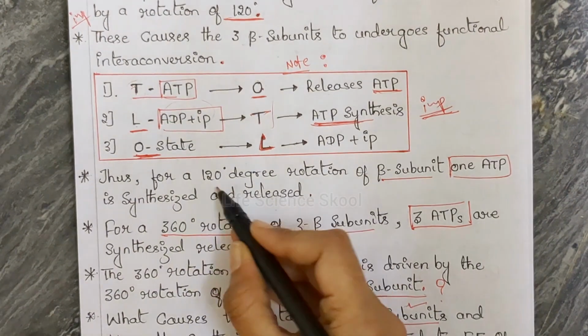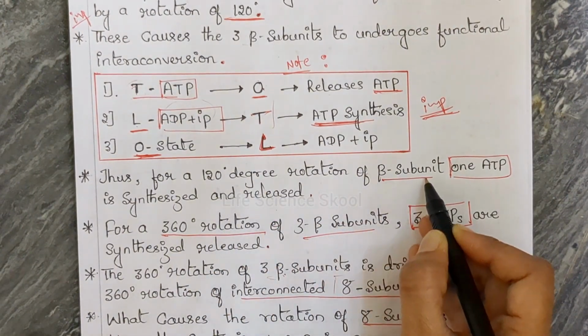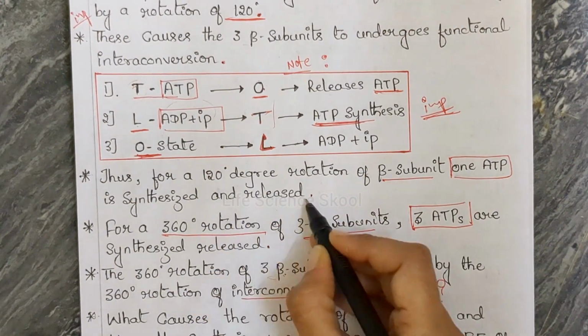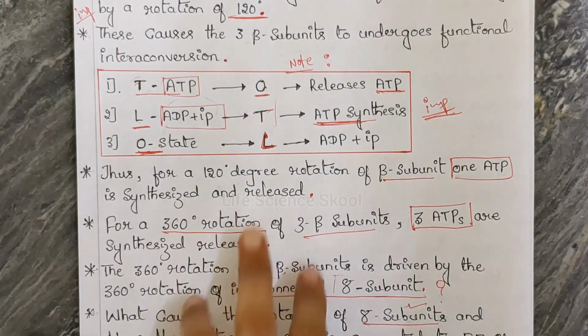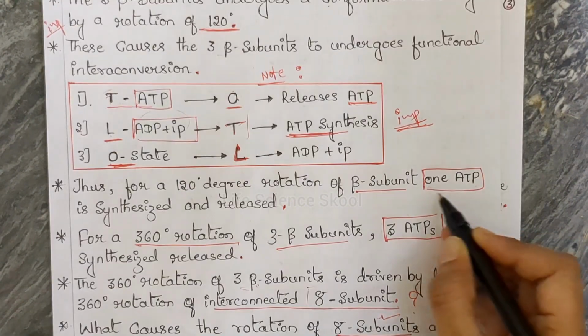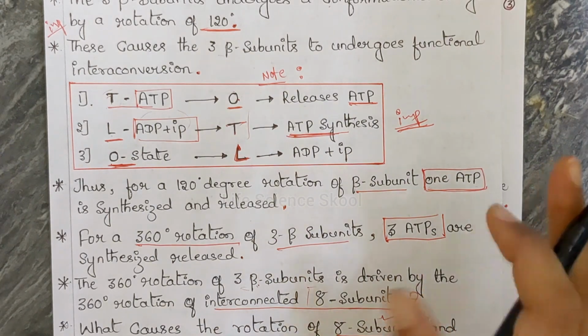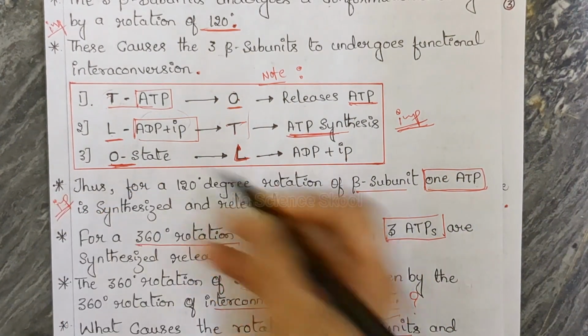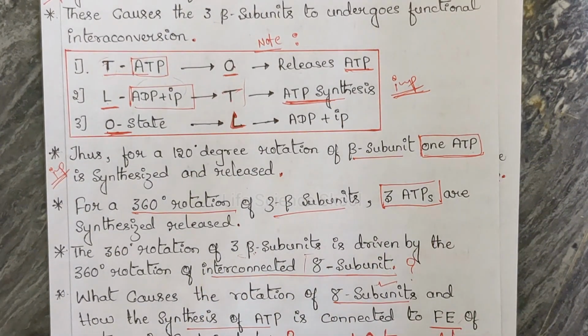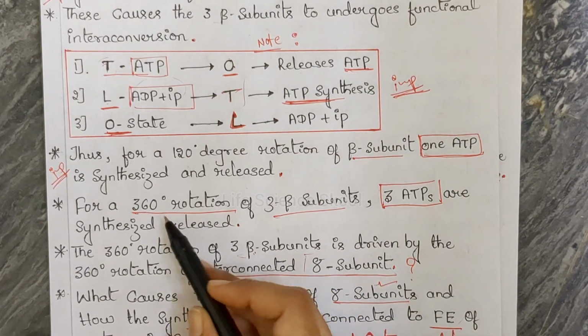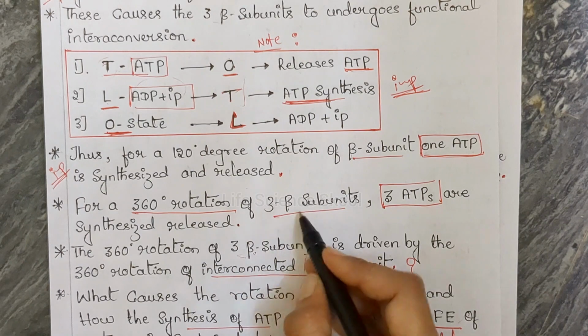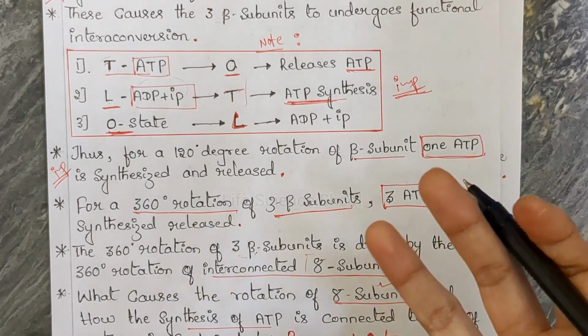Okay, thus for a 120 degree rotation of the beta subunits, 1 ATP is synthesized and released. This is important, and you have to remember it. Now you should be able to answer this question: for a 360 degree rotation of the 3 beta subunits, how many ATPs are going to be released?